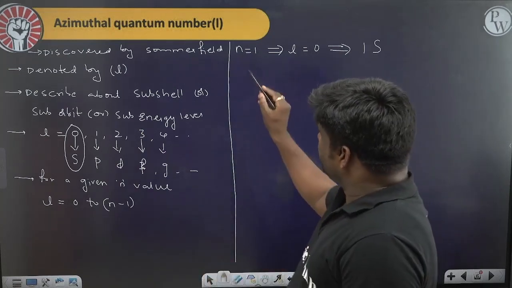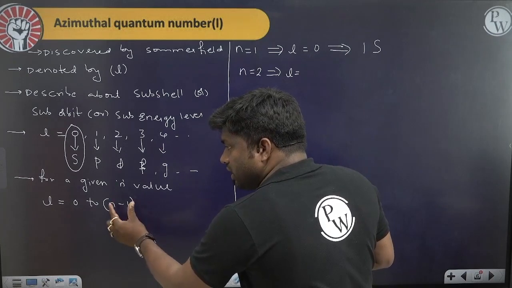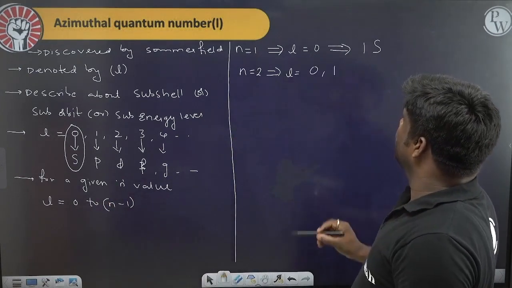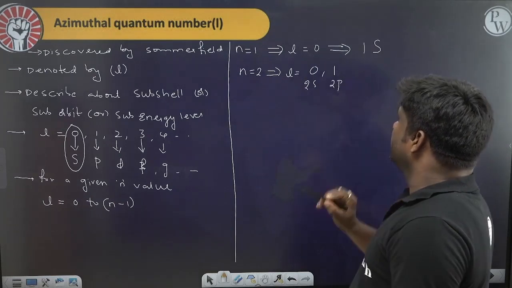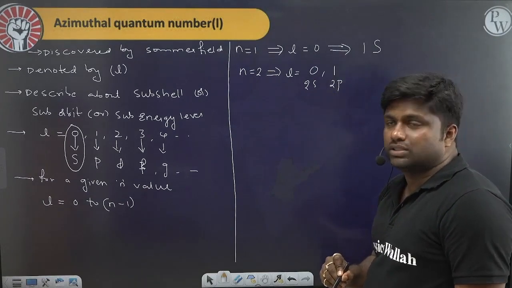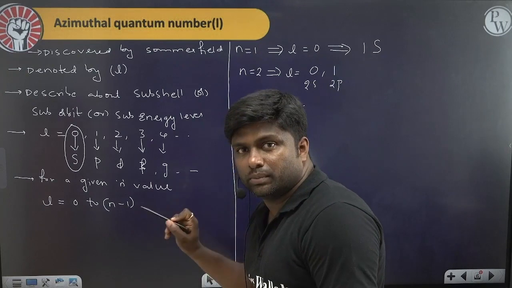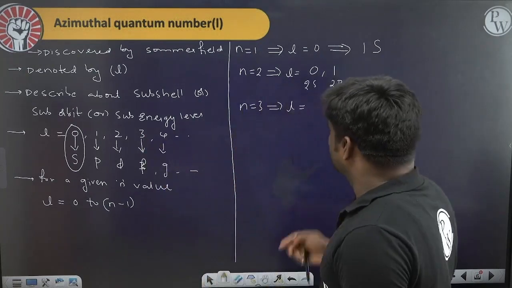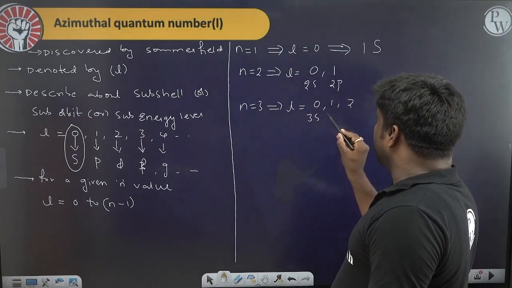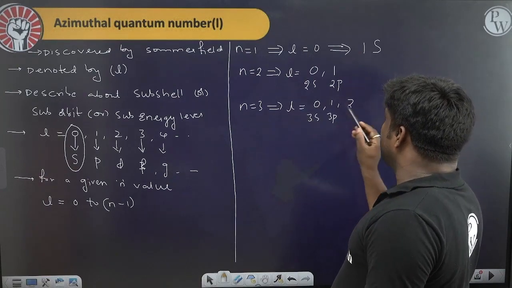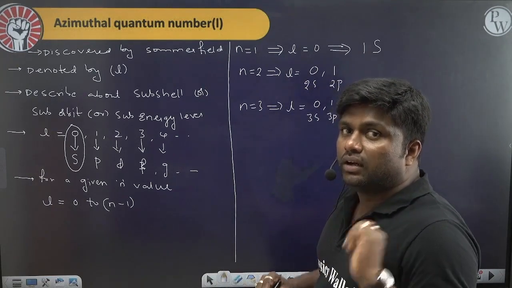Now, if your n value is 2, your L value is 0 to n minus 1, that is 0 to 1, so 0 comma 1. If n is 2 and L is 0, that is 2s. If n is 2 and L is 1, that is 2p. So the second shell has 2s and 2p subshells. Next, if n is 3, L is 0 to 2, that is 0, 1, 2. So 3s, 3p, 3d: in the third shell, the S, P, and D subshells are present.